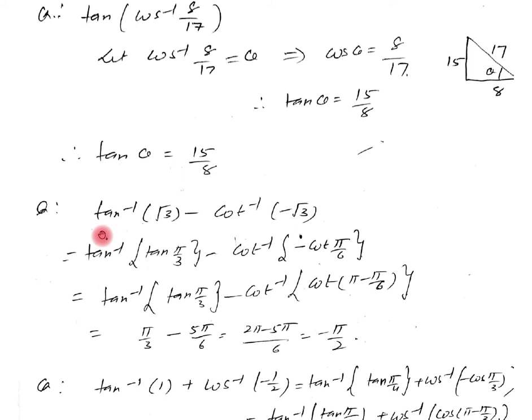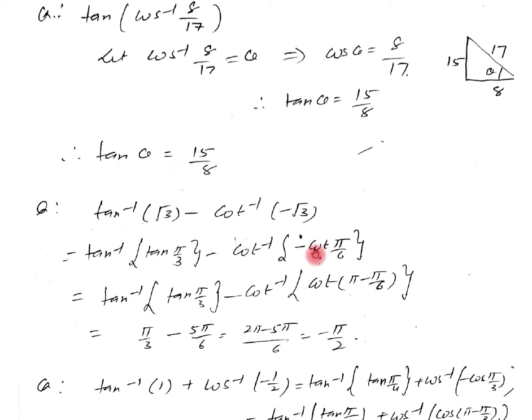We have to find out the value of tan inverse root 3 minus cot inverse of minus root 3. Again the question is here: tan inverse root 3 can be written as tan inverse tan pi by 3, and cot inverse of minus root 3 can be written as cot inverse of minus cot pi by 6. Now we know the range of the inverse function. Tan inverse is what? Open interval minus pi by 2 to pi by 2, and this value lies in that. So therefore there is no need to change it.